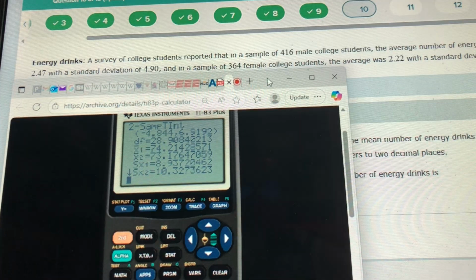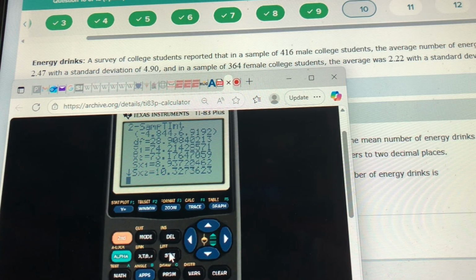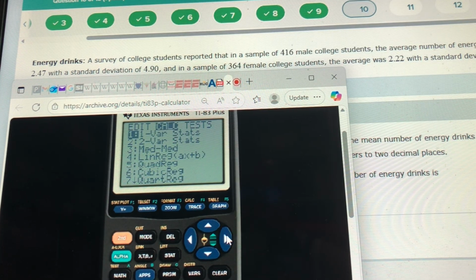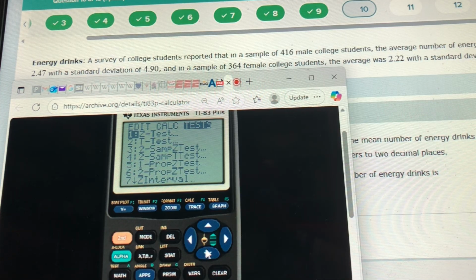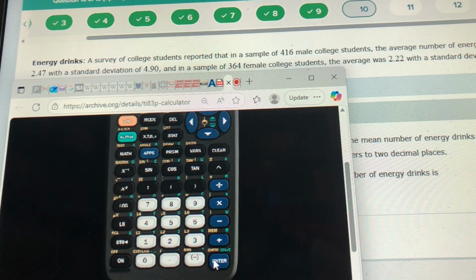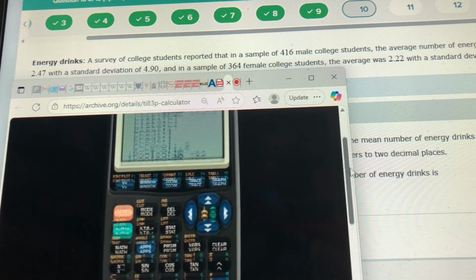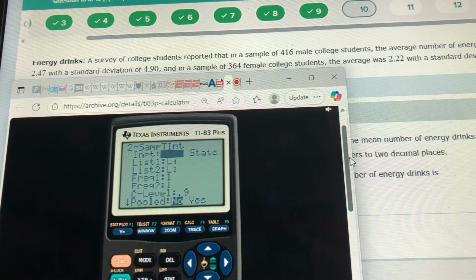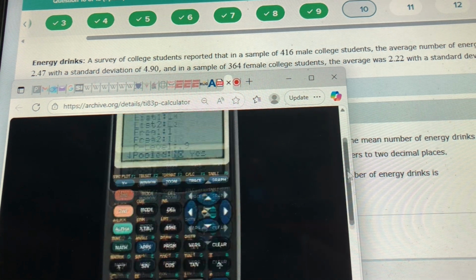And we're back to doing stats instead of data. So go to stat, tests, and down to the two-sample t-interval. They don't have an example of two-sample z. So all three times we did this, it was a two-sample t-interval. The first time we had stats, the second time we had data. Now we're back to doing stats again.